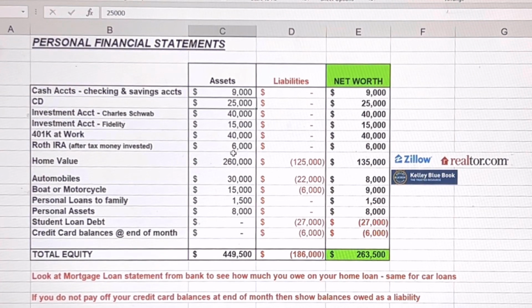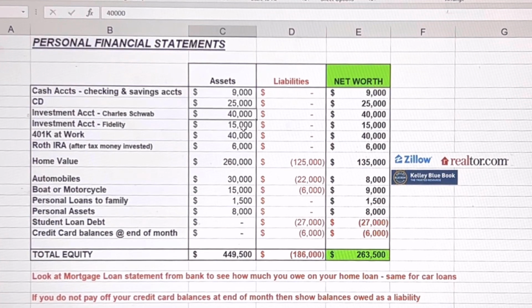If you have investment accounts, now these are accounts that are not part of your retirement plan. They're things that you would have invested in for the short term, let's say 2 years, 3 years, 5 years, that kind of thing. In this example, I'm showing Charles Schwab for $40,000 and maybe $15,000 at Fidelity.